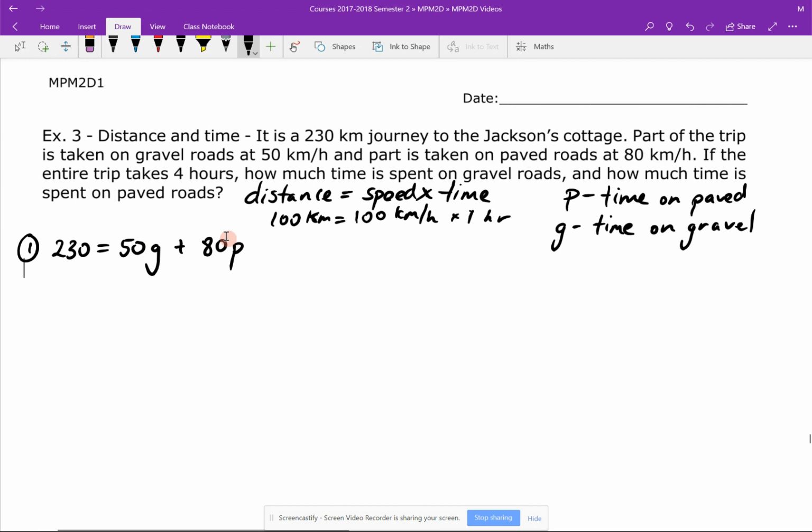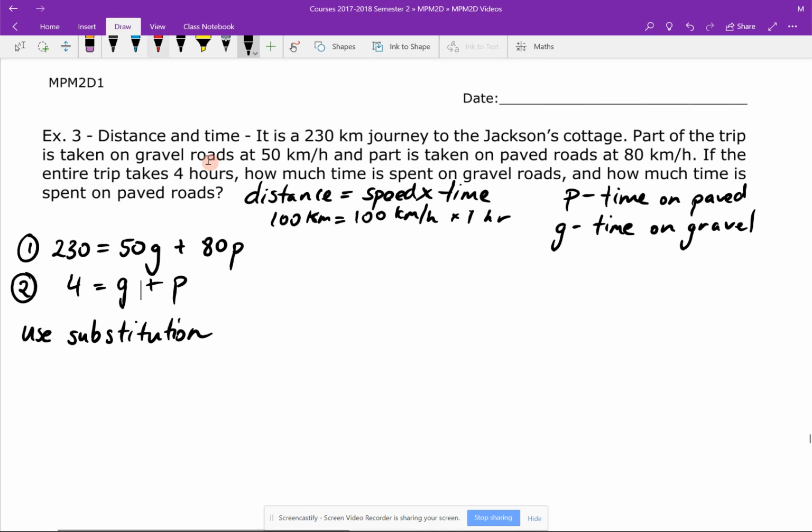All right. Now the entire trip takes 4 hours, so my second equation will be based on time. Use the separate sentences or sentence fragments to help you determine the equations you're going to write. From this part, the entire trip takes 4 hours, I know 4 hours is composed of the time spent on the gravel road, G, plus the time spent on the paved road, P. Now I'm going to solve this using substitution. You could try elimination, but I think substitution is a little bit quicker.